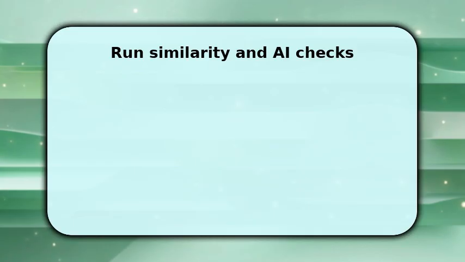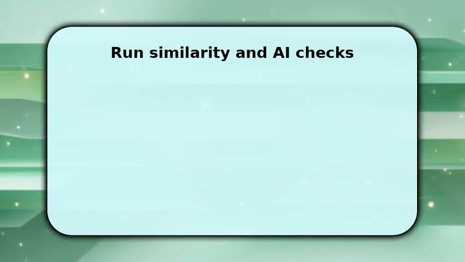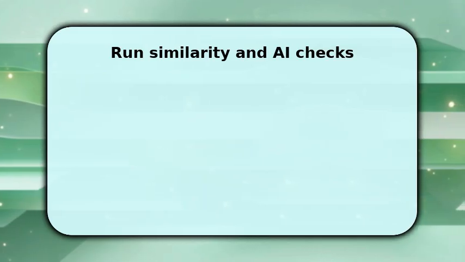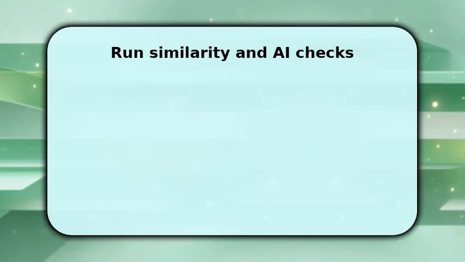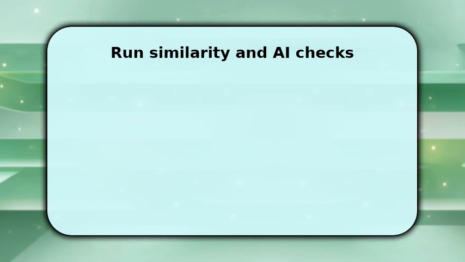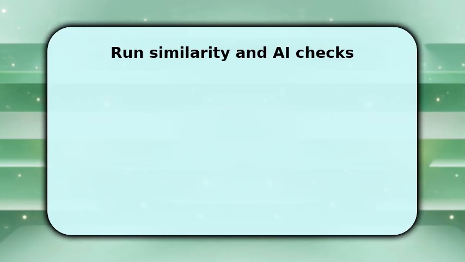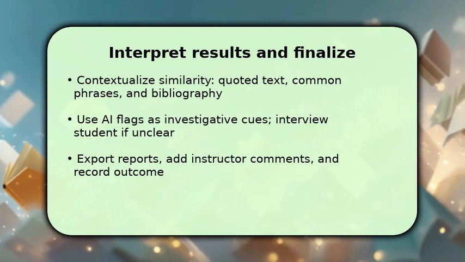Then open the similarity report to inspect match sources and anchor quotes, and open the AI report to see flagged passages and confidence scores. Make sure to cross-reference high similarity passages with citations and flagged AI phrases with writing style context. You now interpret both reports together.